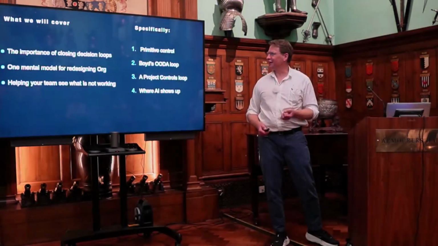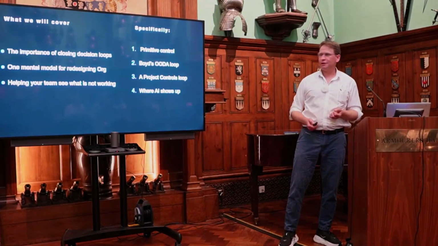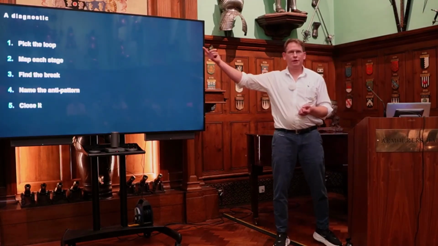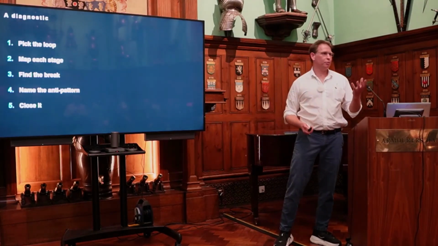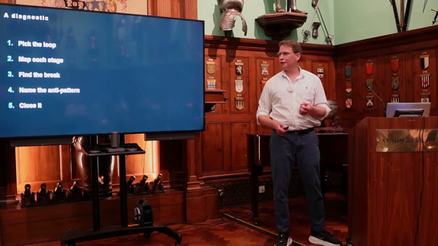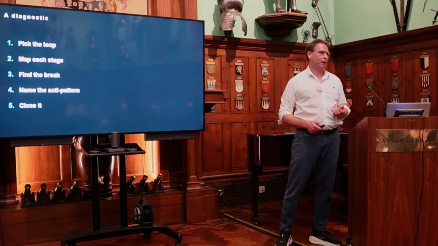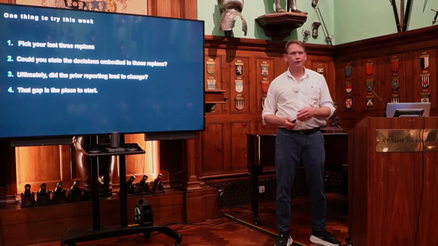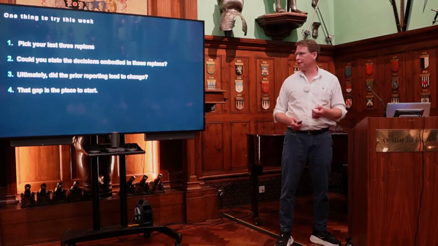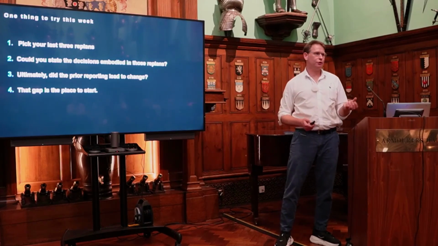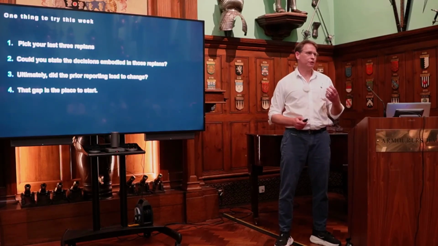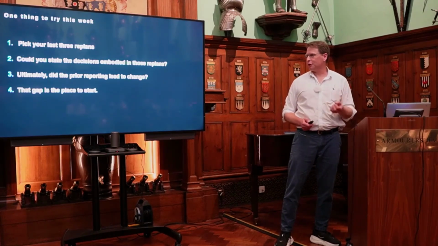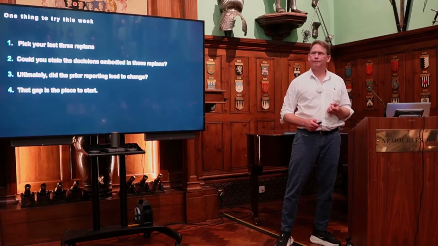So, concluding. We've covered the importance of closing decision loops. This is an example of a diagnostic: pick a loop, map a stage, find the break in the loop, name the anti-pattern. One thing you could do to see if this works for you is look at your last replans and see if you can state at least one decision that was involved in each replan. Did the prior reporting lead to change or not?